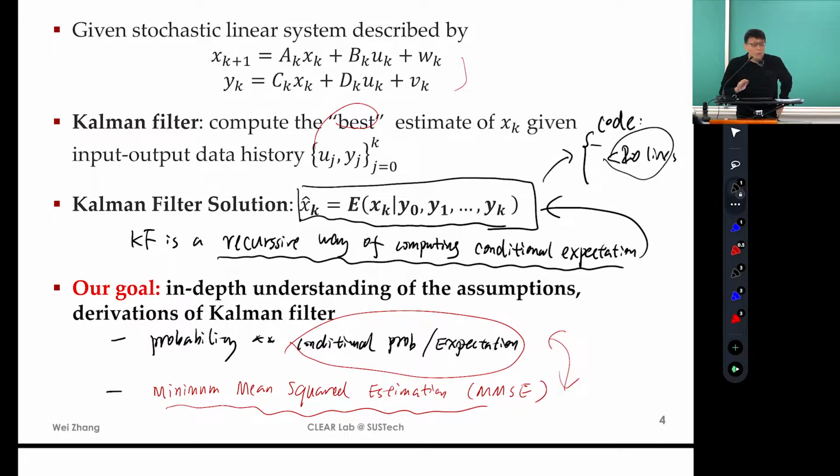That's all. So, in order to truly understand Kalman filter, just memorizing a few lines of code or roughly the procedure, I don't think that will work. We have to truly understand everything about Kalman filter in order for you to be able to use it in more diverse scenarios.